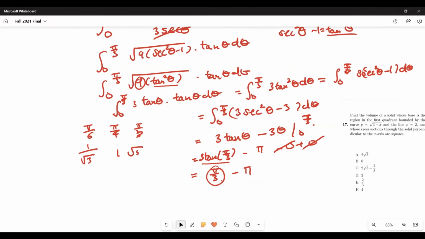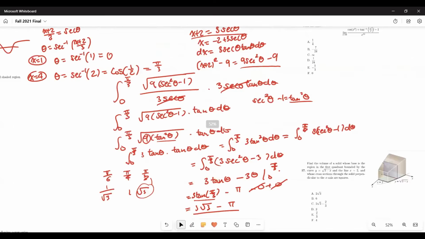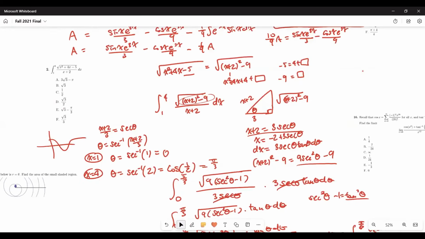Oh, what am I doing? Not pi over 3, the square root of 3. So it's going to be 3 times square root of 3 minus pi. So 3 square root of 3 minus pi. Yeah, sorry. So the answer for this question is A.